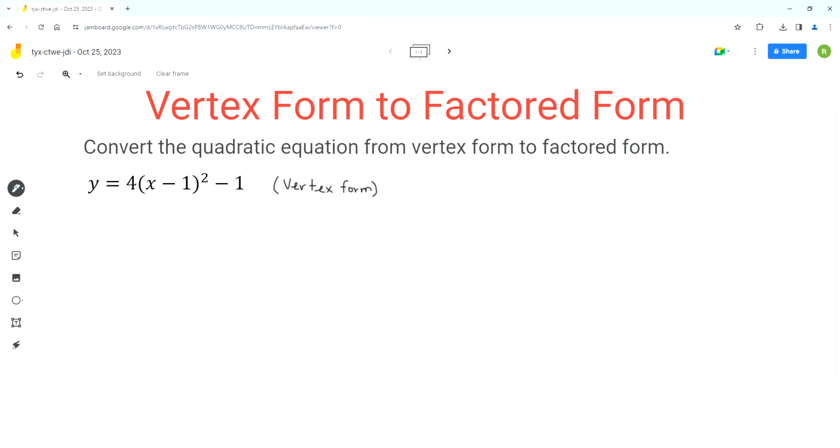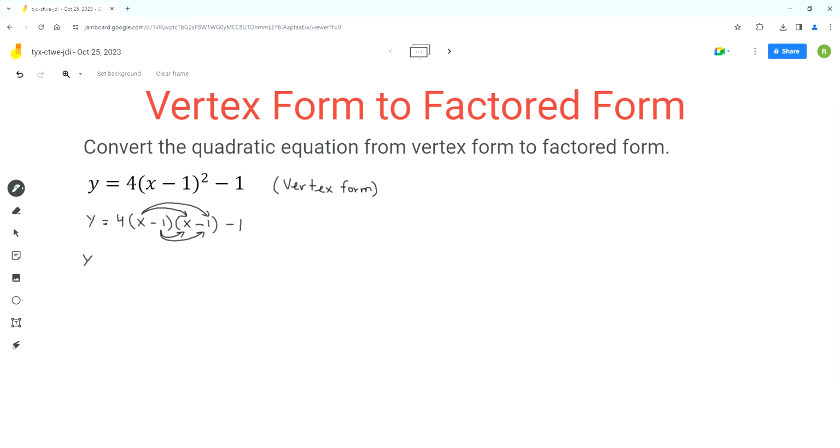So the first step for that is to expand the square. So we write out the term with the square twice. So this is our first step. So we multiply x minus 1 by itself. Now we have to distribute the terms in the parentheses. So we use FOIL. So we distribute x into the other parentheses, and then we distribute the negative 1 into the other parentheses.